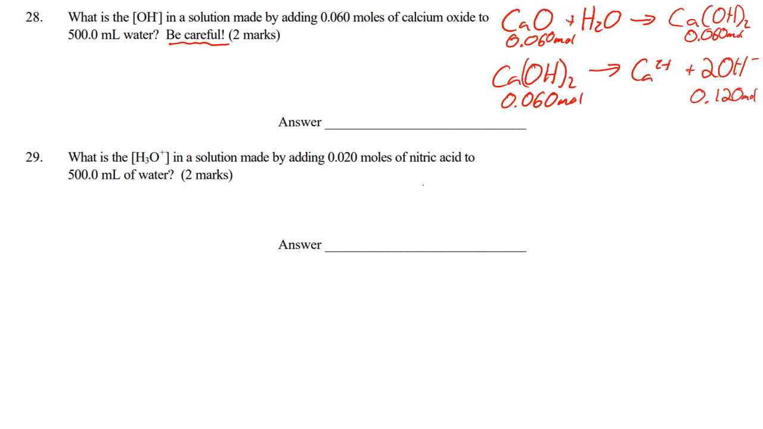And that's really important because we want to find out the concentration of hydroxide in there. So the concentration of hydroxide is going to be 0.12 moles divided by our amount of liters, 0.50 liters. And now we can calculate the concentration of OH-.